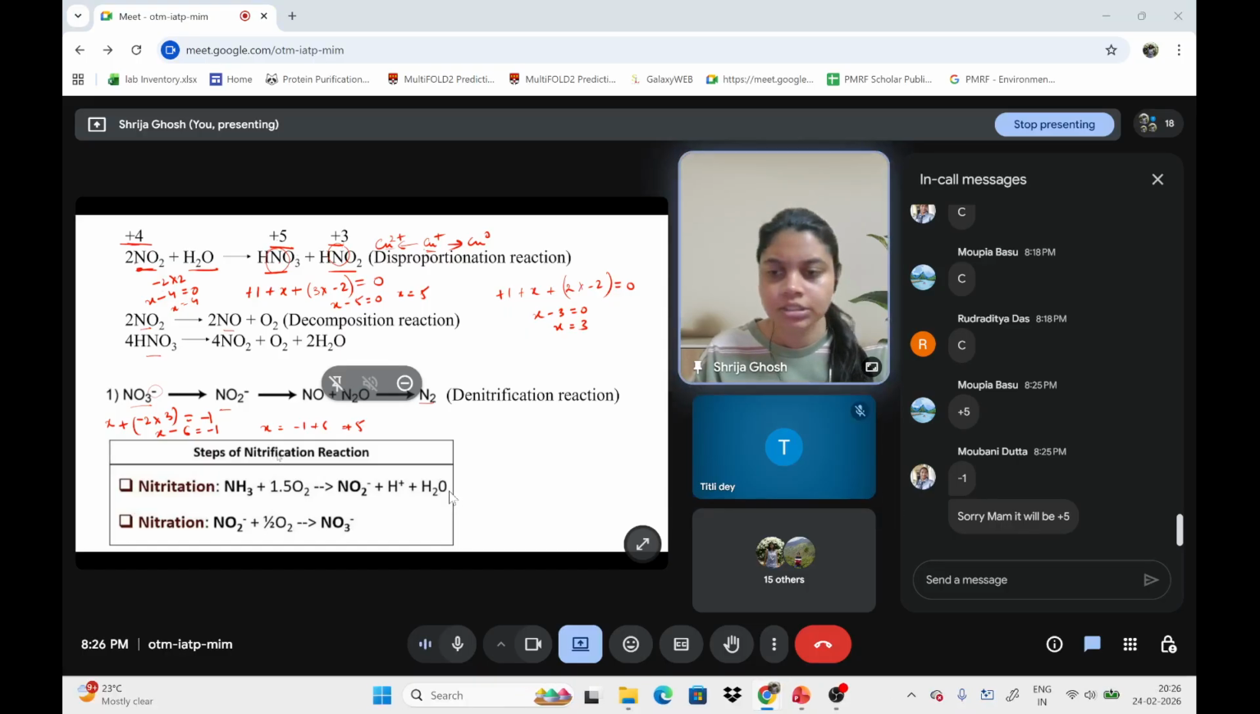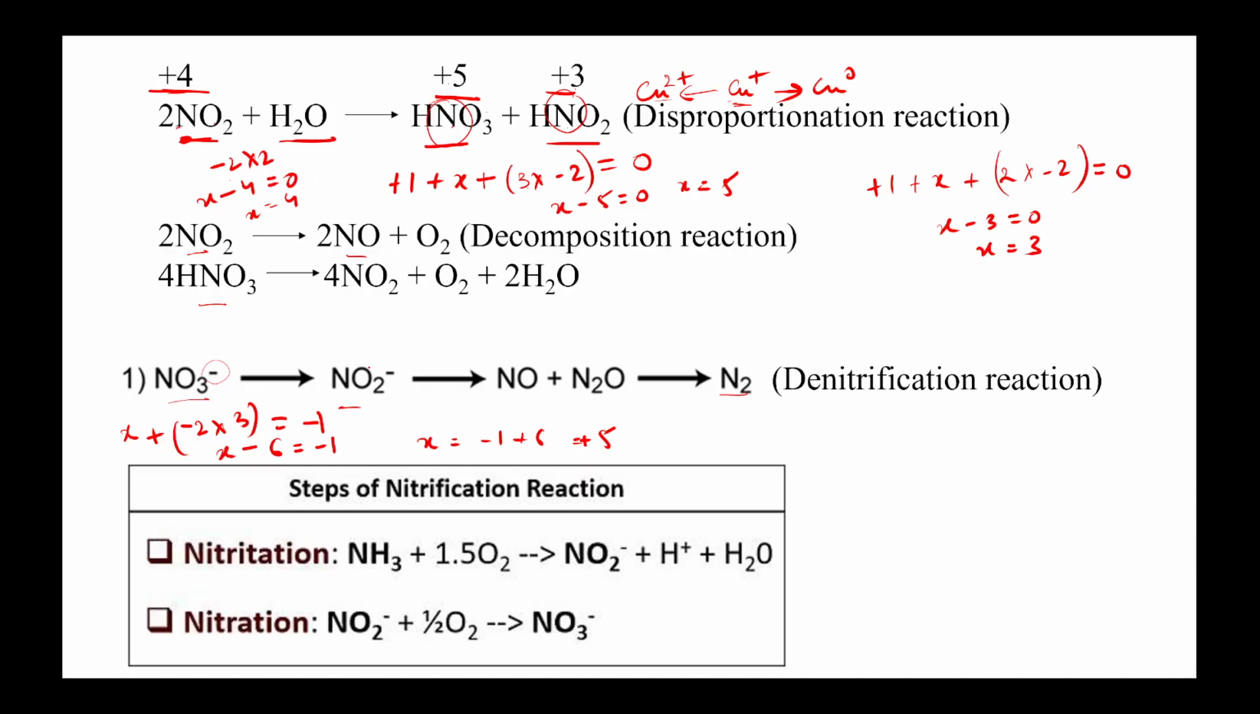I hope this is clear. So similarly, if you calculate the oxidation state of nitrogen in nitrite, it would be X minus 4 is equal to minus 1. So X will be equal to plus 3. So now the oxidation state of nitrogen in nitrate was plus 5. Oxidation state of nitrogen in nitrite is plus 3.